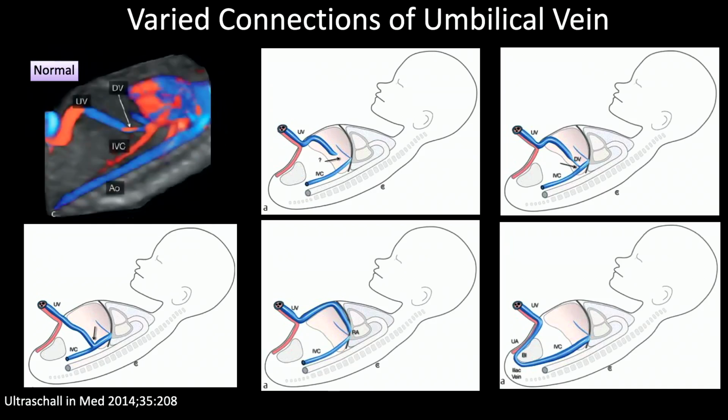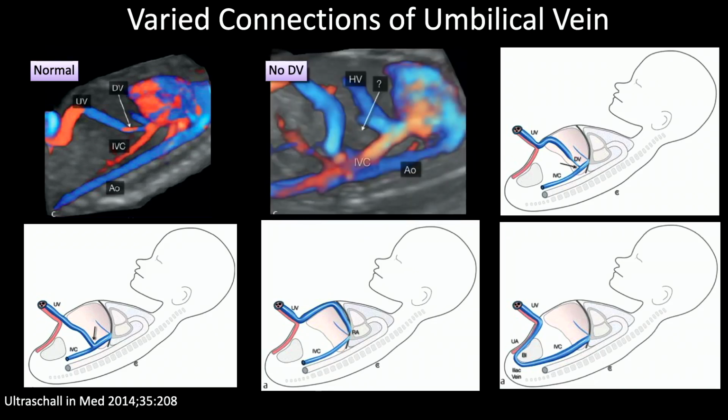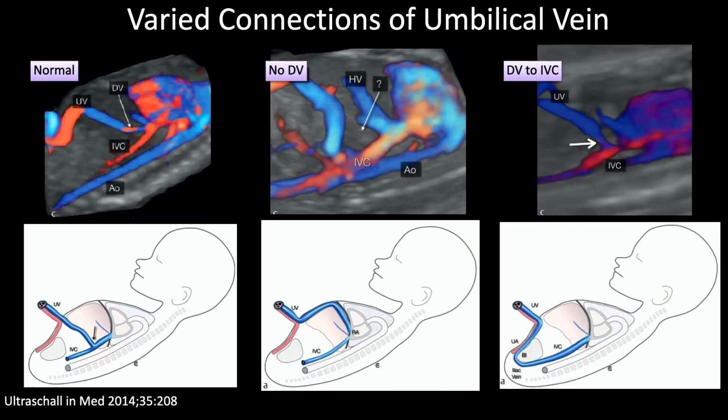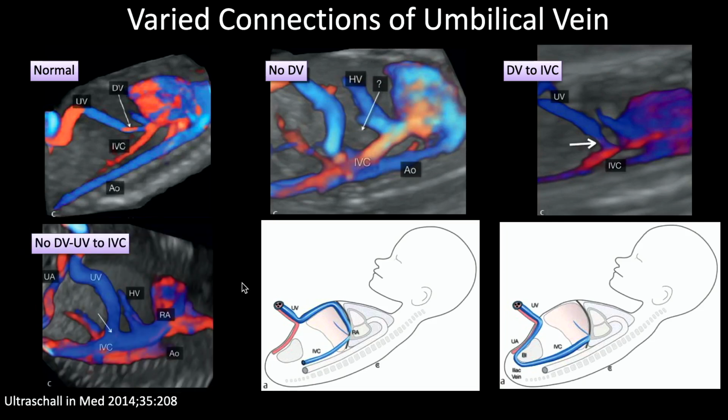So here's the normal orientation. Aliasing right here, typically you have a different color because of the aliasing within your ductus venosus. Again, look at the narrowing and look at the orientation of this vessel. No ductus venosus here. Here there is narrowing, so I'm diagnosing a ductus venosus, but it's connecting to the IVC rather than connecting to the subdiaphragmatic region. Here there is no narrowing of the umbilical vein, so there's no ductus venosus, but it dumps into the IVC.